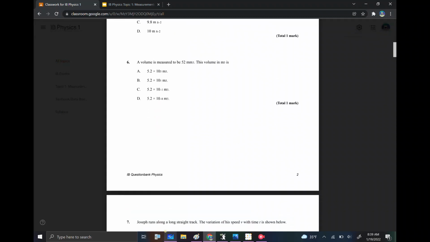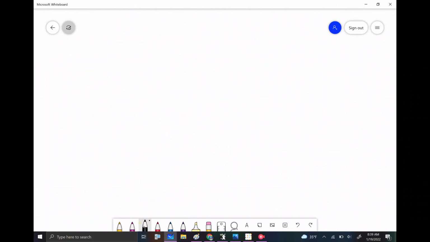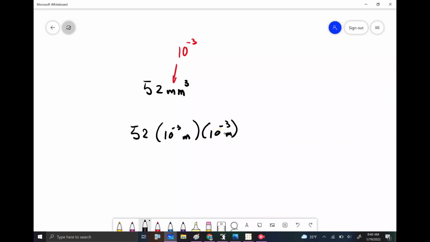A volume is measured to be 52 millimeters cubed. The volume in meters cubed is blank. Let's take a look at this one. So it's 52 millimeters cubed, and we want it in meters. Well, we know milli stands for 10 to the negative 3. So if we look at what this is saying, 52 times 10 to the negative 3 meters times 10 to the negative 3 meters times 10 to the negative 3 meters, right? Because it's millimeters cubed. So all of that inside of there is being cubed.